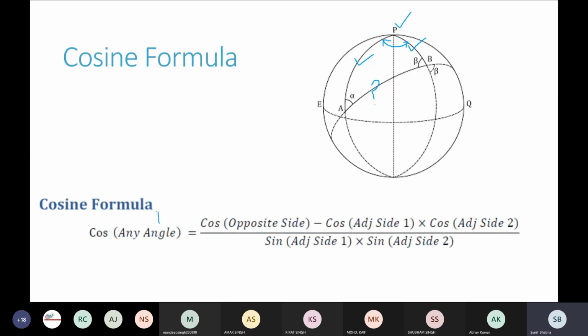If you apply it for angle P, it will become cos P is equal to cos of the opposite side, which will be AB in this case, into cos of adjacent side 1, that's PA, into cos of adjacent side 2, that is BP, sine of adjacent side 1, PA, and sine of adjacent side 2, BP.